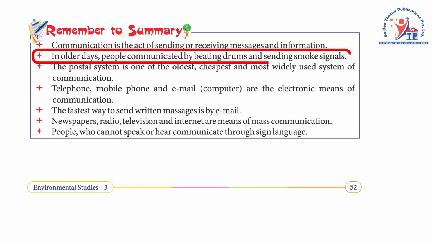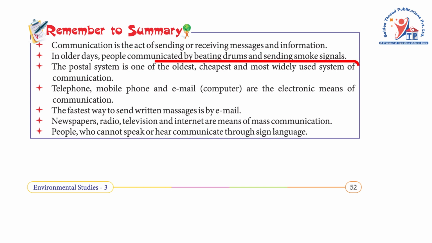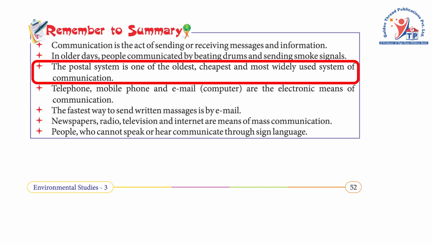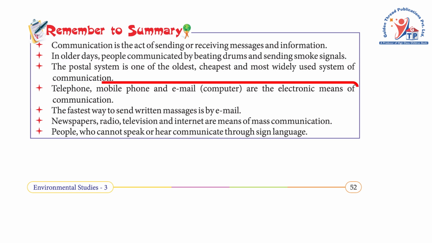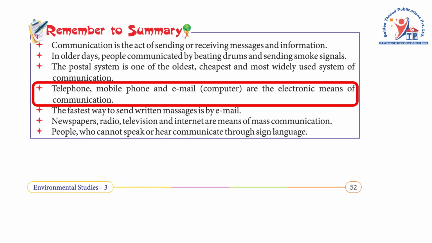In older days, people communicated by beating drums and sending smoke signals. The postal system is one of the oldest, cheapest and most widely used systems of communication. Telephone, mobile phone, email and computer are the electronic means of communication.